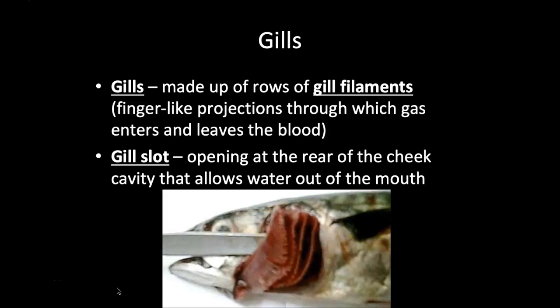oxygen getting into the bloodstream. In order for the fish to get water over their gills, they'll usually open their mouth and allow water to come in through their mouth, flow over their gills, and exit through an opening known as a gill slot. A gill slot is at the end or rear of the cheek cavity, and once again it allows the water that goes through the mouth to wash over the gills, the blood to become oxygenated from the oxygen in the water, and the water to exit out the gill slot.